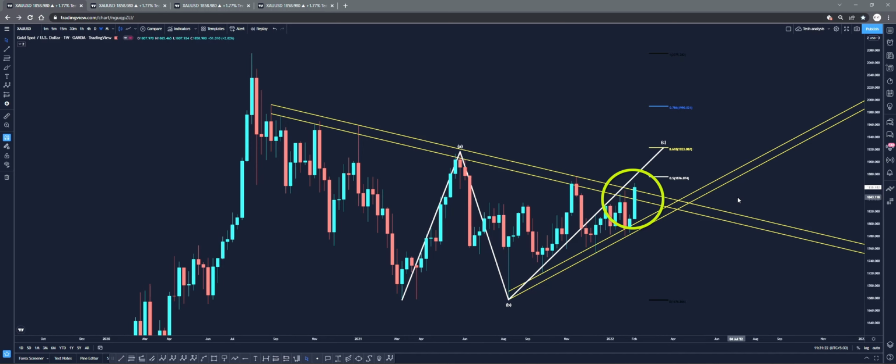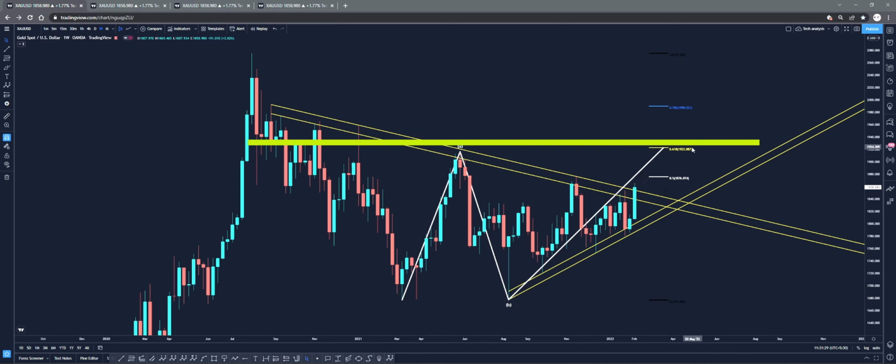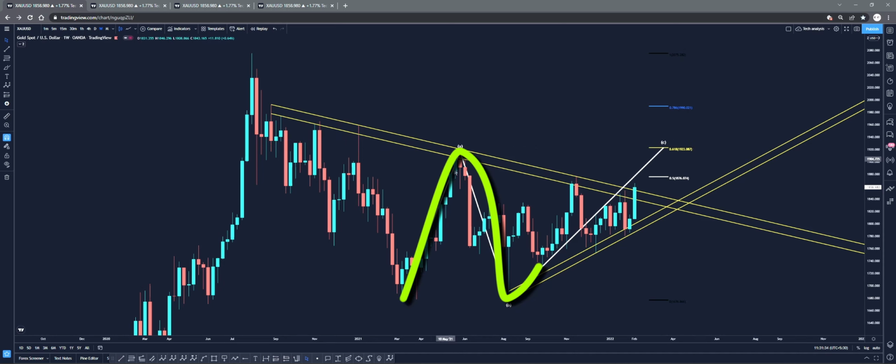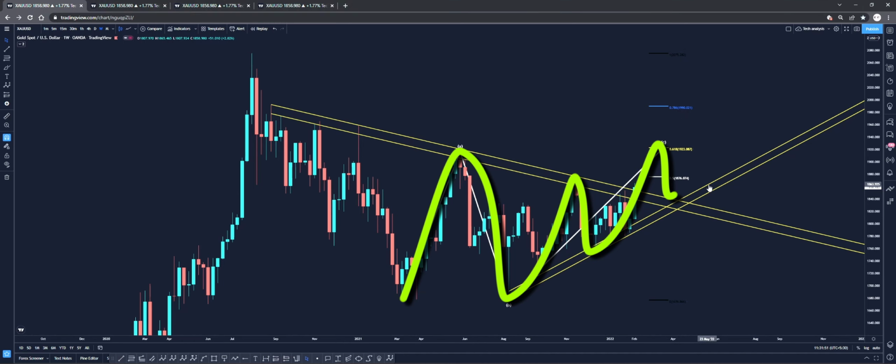After this breakout, 1923 is your horizontal resistance and your chart pattern is an ABC flat correction.